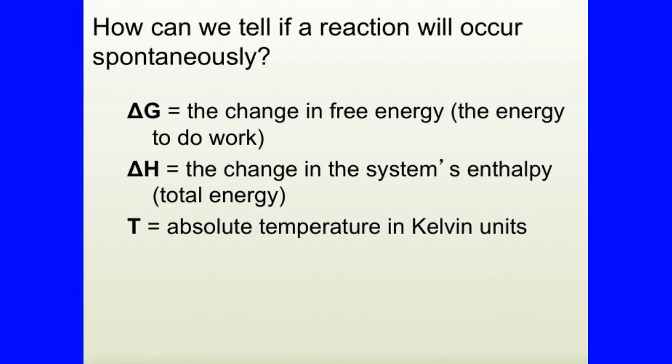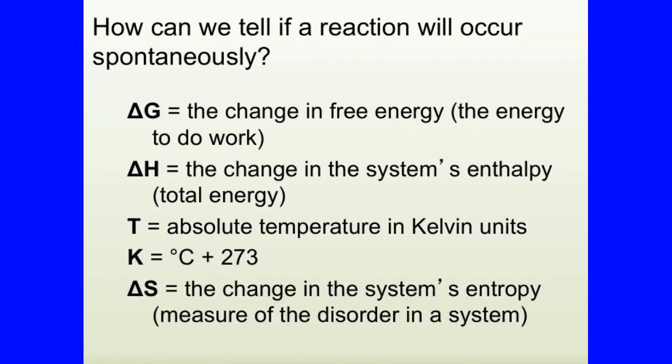The next one is, when you see the T in the equation, you're going to see absolute temperature in Kelvin units. This is not in Celsius, this is in Kelvin. How would I go about finding what Kelvin is, or how would I convert it? Kelvin is the temperature in Celsius, and then you add 273 to that. That would be your Kelvin temperature.